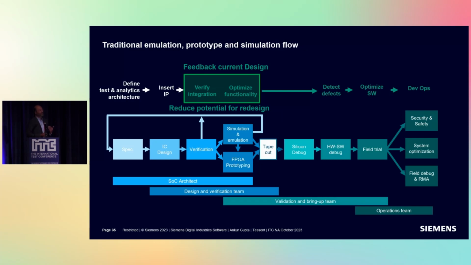Step back for a second and let's look at what is a typical flow today. So this is a traditional emulation prototype simulation-based flow. You see there is some feedback loop, but that's all pre-silicon before tape out. Once the chip is taped out, it's like you lose visibility very rapidly. You can't really tell what's happening to the health of this device as it goes through the second half of its journey, which is a significant portion of the journey, the post-silicon journey.